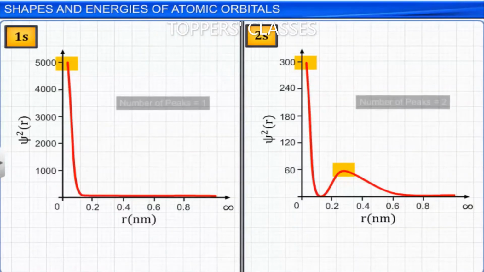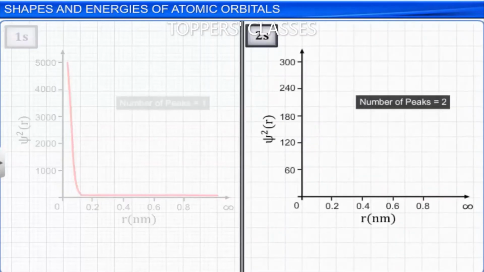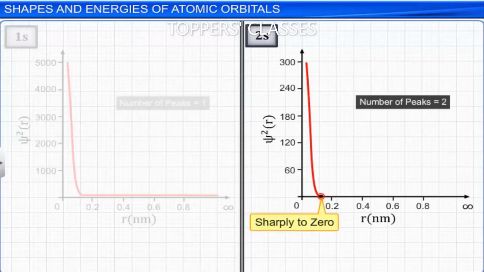For 1s orbital, the probability density is found to be the maximum in the vicinity of the nucleus and decreases sharply as the distance from the nucleus increases. On the contrary, for 2s orbital, the probability density first decreases sharply to 0 and then increases to reach a small maxima before it drops again to 0 with the increasing value of the radius.